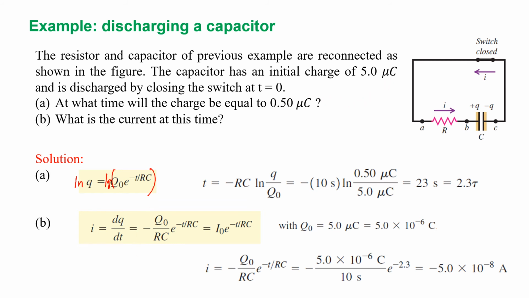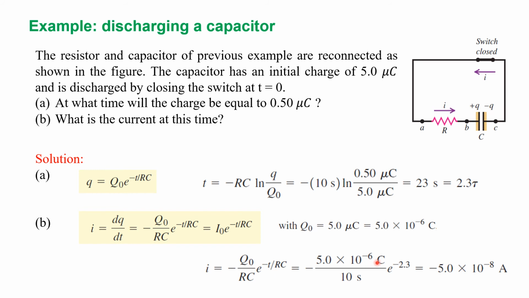Next, what is the current at this time, meaning the current at 23 seconds? So we just use this equation here with Q naught equals 5 microcoulombs, which is equal to 5 times 10 to the negative 6 coulombs. So you have your I is equal to negative Q naught over RC. So we just change this I naught here with Q naught over RC times E to the negative T over RC.